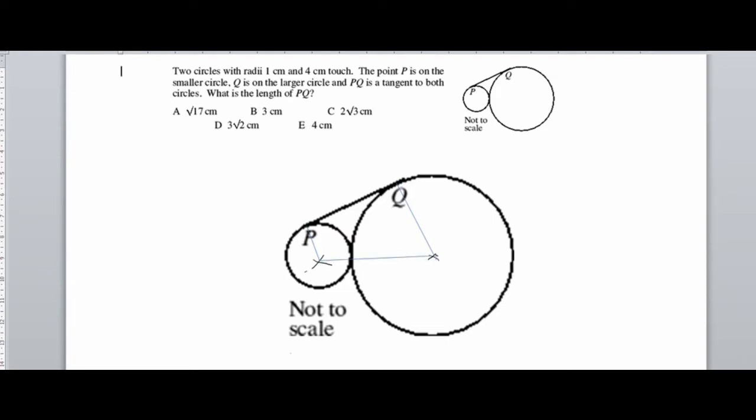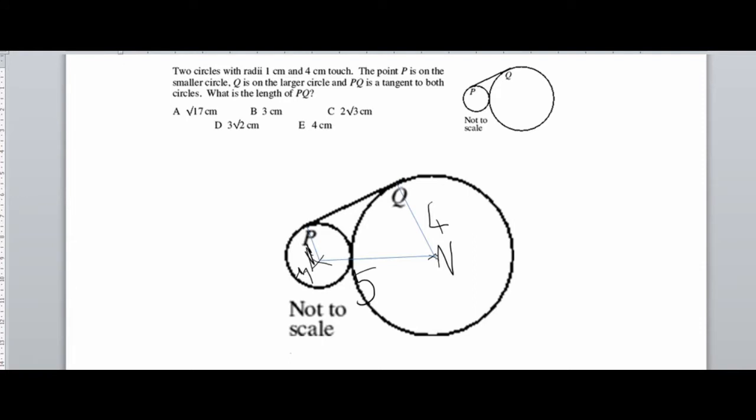Okay, so now we've done that, we can continue with the question. I'll quickly label the centers of the circles. I'll just call them M and N for now. And what we can then do is start labeling these lengths. So we know that PM is 1 centimeter, QN has a length of 4, and MN is the sum of the radii of these two circles. So the length MN is 4 plus 1, which is 5.